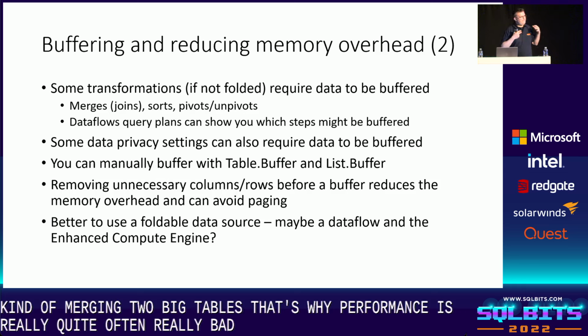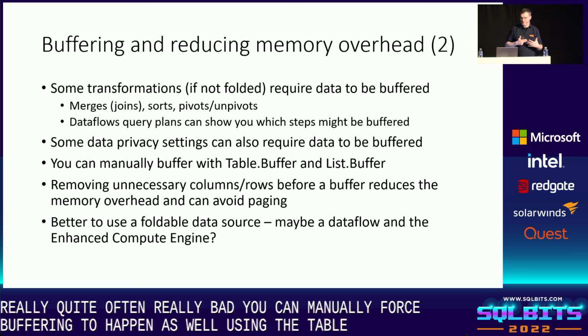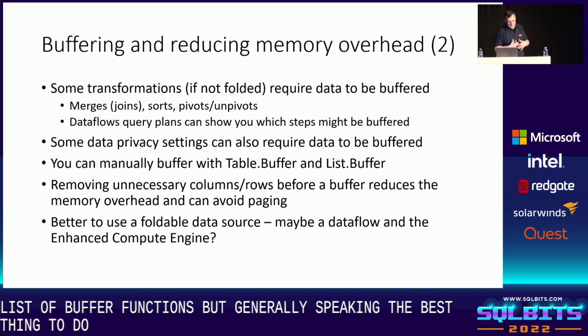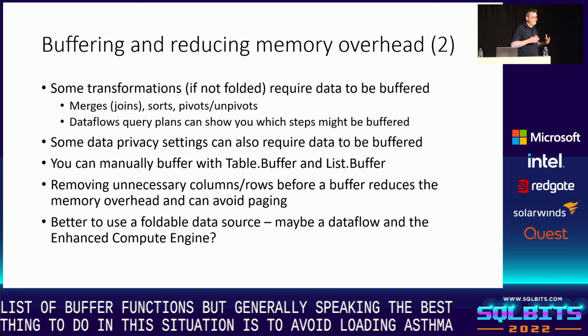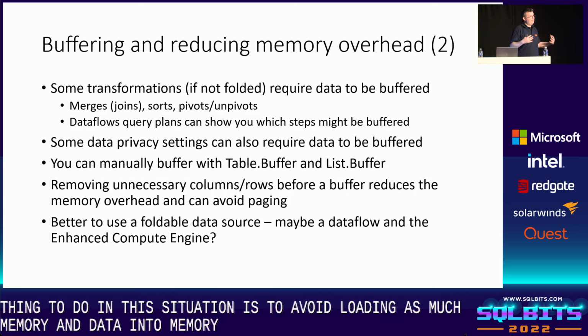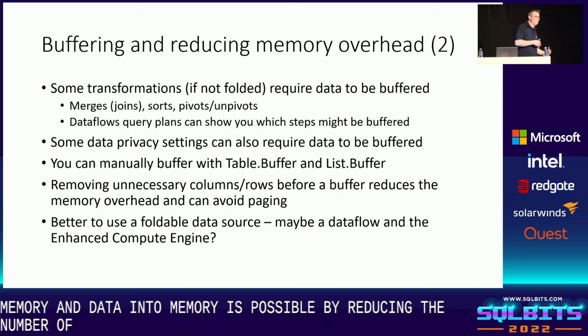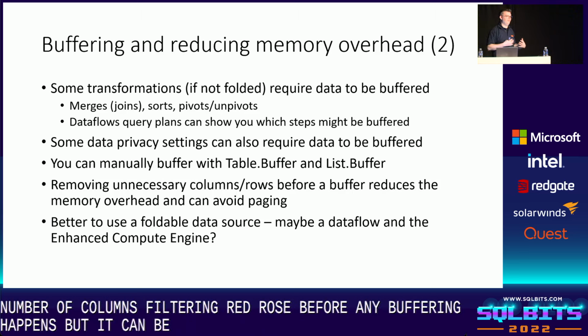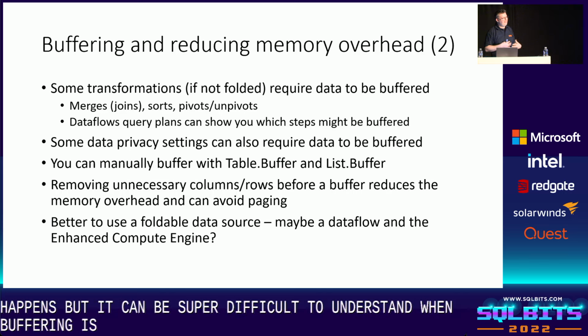You can manually force buffering to happen as well using the Table.Buffer or List.Buffer functions. But generally speaking, the best thing to do in this situation is to avoid loading as much data into memory as possible by reducing the number of columns and filtering the rows before any buffering happens. But it can be super difficult to understand when buffering isn't happening.